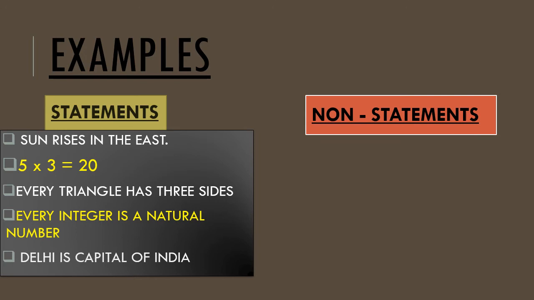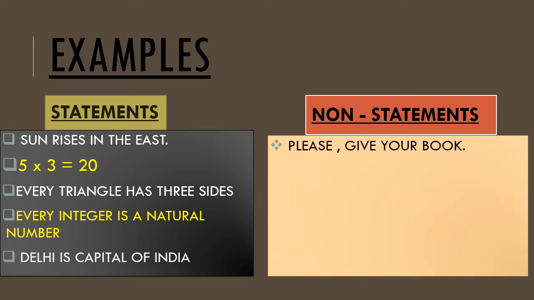Next, Delhi is the capital of India. Again, it is declaring a point and it is true also. So the truth value is t. So these are the examples of statements. Now let's see a few examples of non-statements.